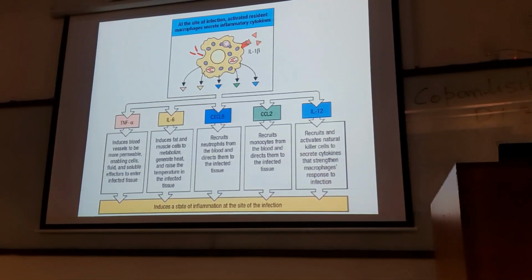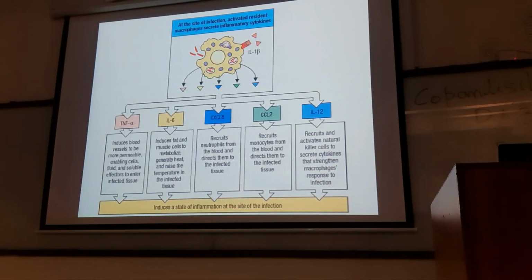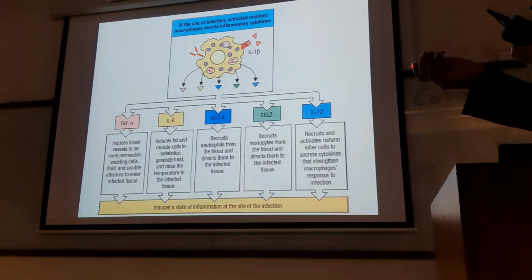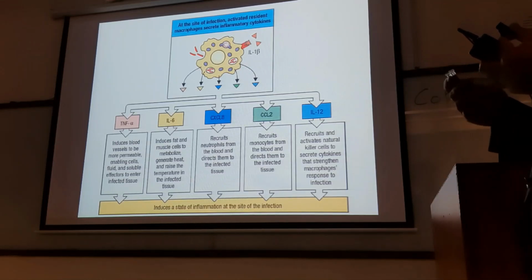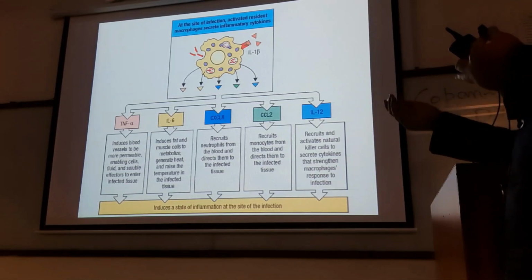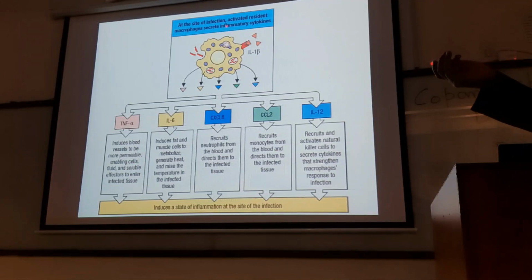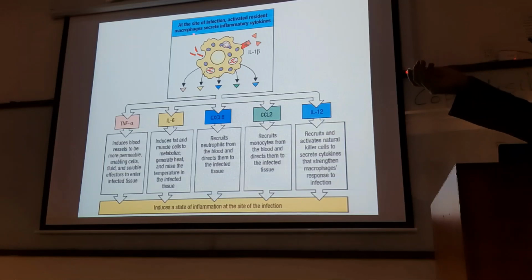The macrophage is activated when there is some kind of infection, when some pathogen is in the surrounding or comes in contact with the macrophage. So, as I told you, pathogens that are extracellular or pathogens that are intracellular are ultimately leading to the production of different kinds of cytokines by the macrophage. Okay? So, at the site of infection, activated resident macrophages secrete inflammatory cytokines.